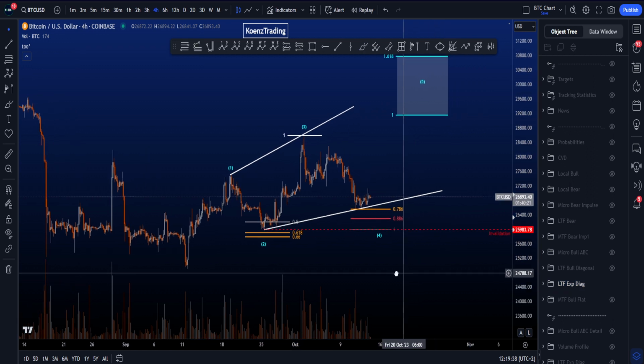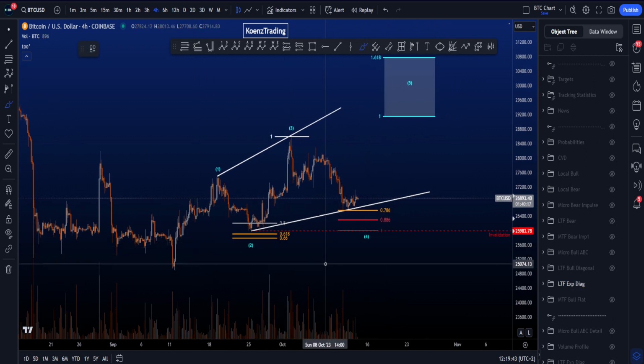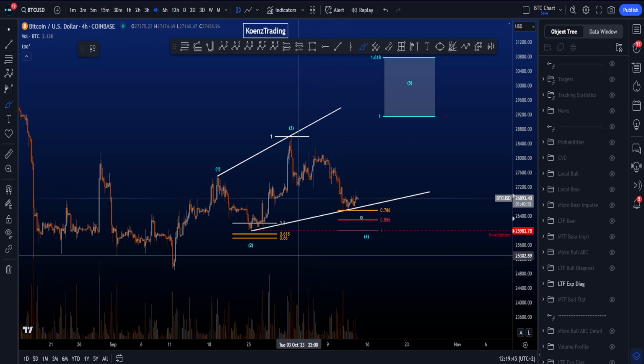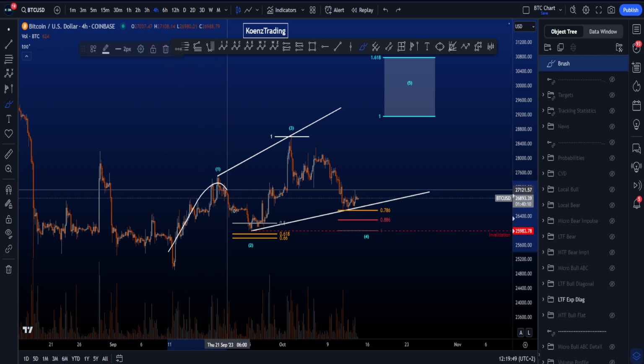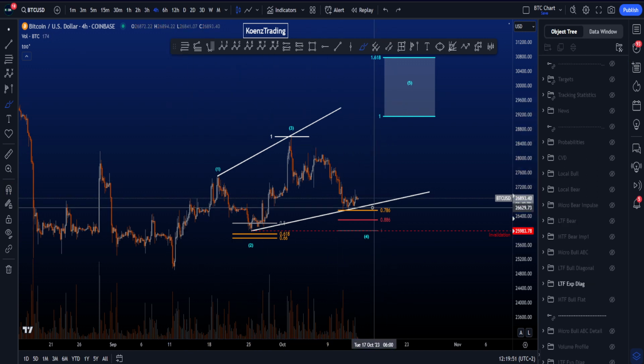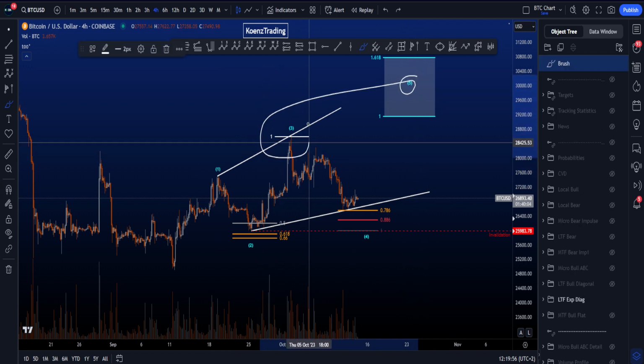So in this scenario, we have an expanding leading diagonal, which is extremely rare. Anything expanding in Elliott waves is rare. The expanding triangles, expanding diagonals, very, very rare indeed. Here you have a five-wave structure that we're looking for, where wave 3 has to be longer than 1 and wave 5 has to be longer than 3.